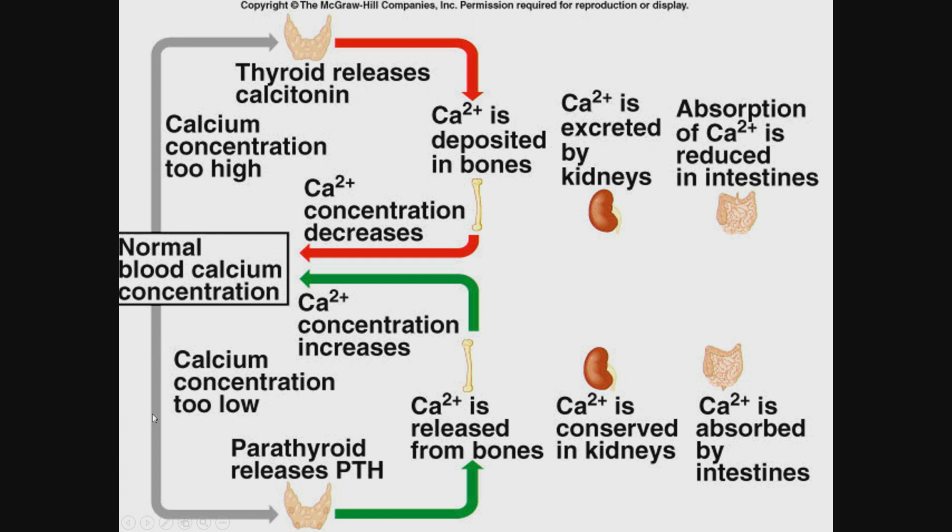If calcium concentration is too low, so a person hasn't had calcium in a long time, the parathyroid releases PTH, calcium is released from the bones, it's conserved in the kidneys, and absorbed by the intestines until calcium again is at homeostatic levels.